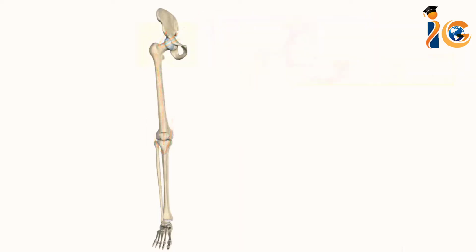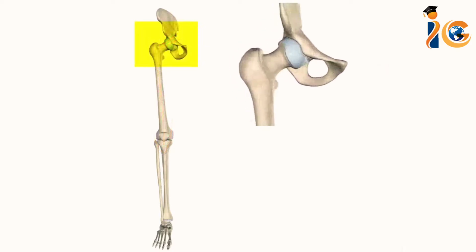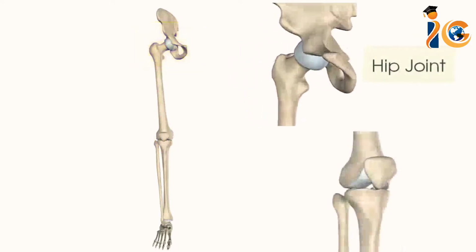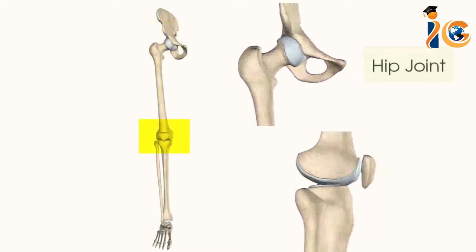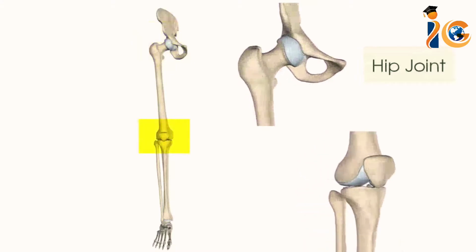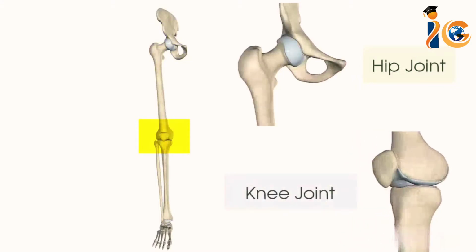So superiorly it articulates with a part of your hip bone called the acetabulum to form the hip joint, and inferiorly it articulates with the patella to form the patellofemoral joint and the tibia to form the tibiofemoral joint, or what we would collectively call the knee joint.